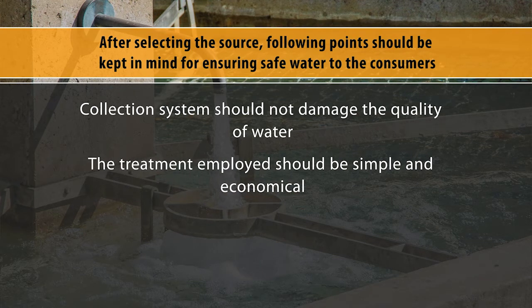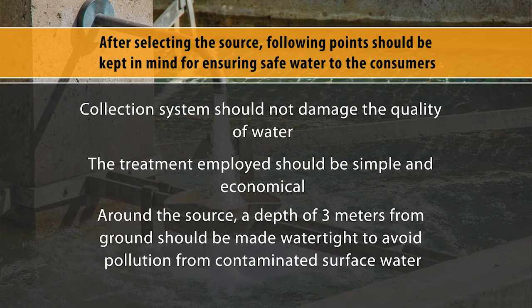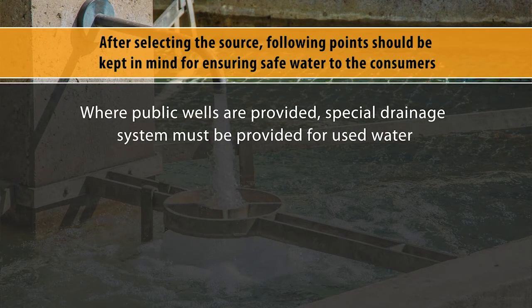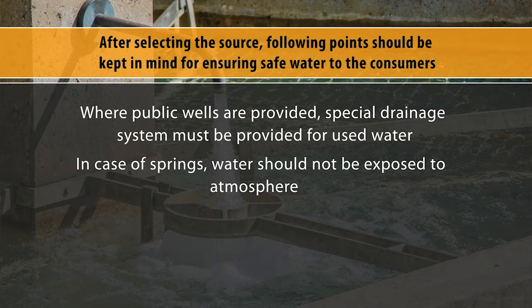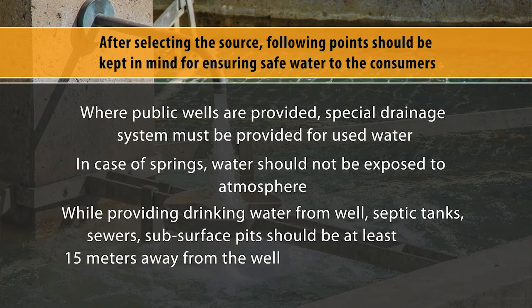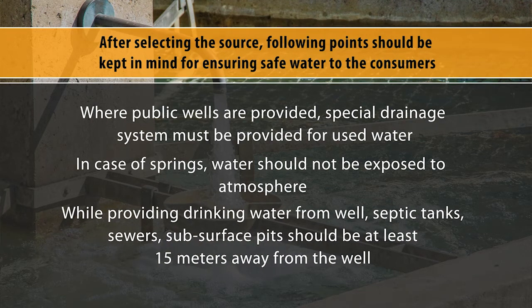First, the collection system should not damage the quality of water. The treatment employed should be simple and economical. Around the source, a depth of 3 meters from the ground should be made watertight to avoid pollution from contaminated surface water. Where public wells are provided, a special drainage system must be provided for used water. In case of springs, water should not be exposed to the atmosphere.